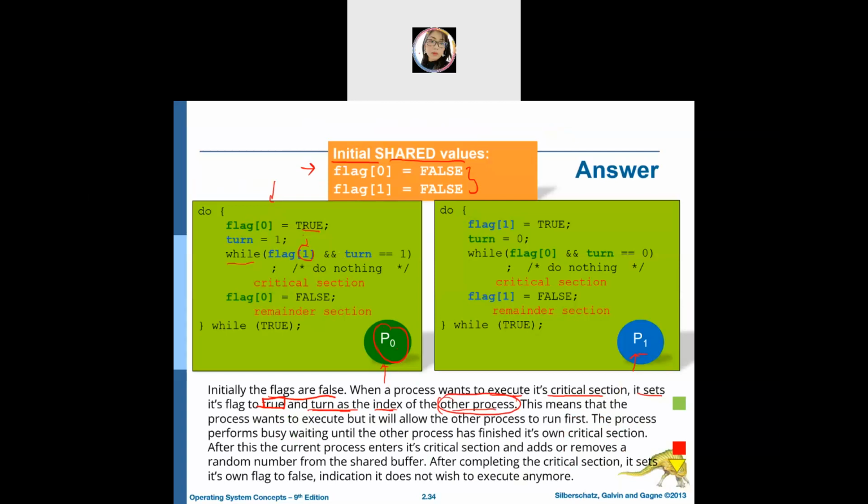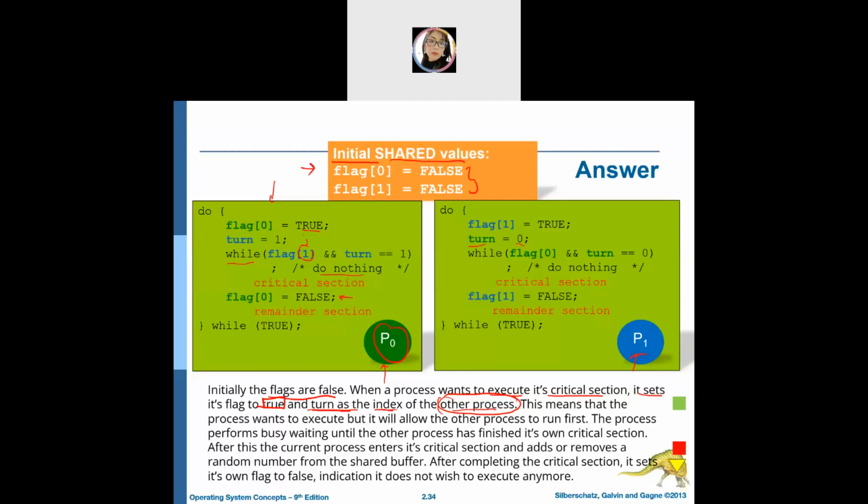Okay, now here turn is equal to j also. What will happen when you have both? Do nothing. So this is under the critical section. And flag 0 equal to false means not ready. If P0 is not ready, what will happen is it is going to go to the remainder section, RS. For the other process, which is similar, you just change the values of flag and also turn. Because you only have two processes, it's easier.